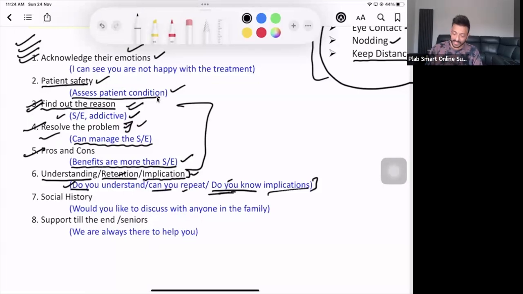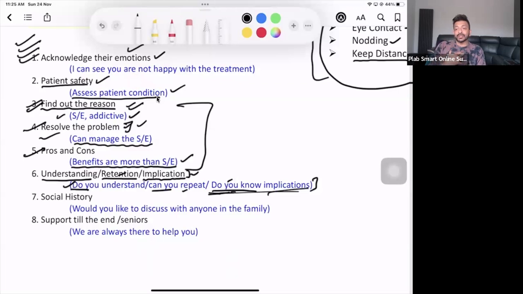The most important question I would say when you're checking the competency level of the patient is, do you know the implications? So do you know what's going to happen to you if you will not take these medications? Doctor, I know my condition is going to get worse. So do you understand that? Yes, doctor, I understand. And I made my mind, I do not want to take this treatment. Okay. So this is something that you can do.